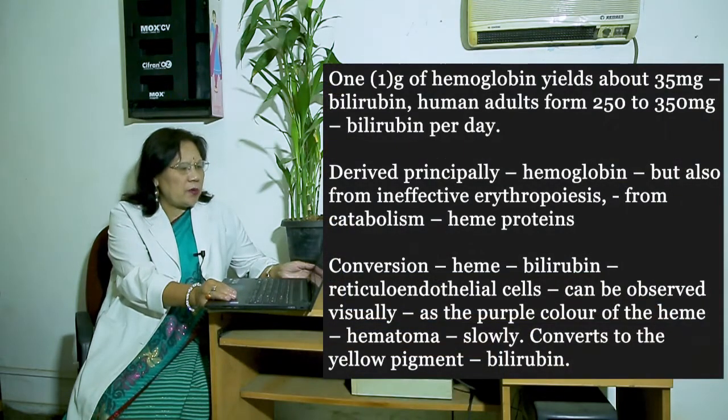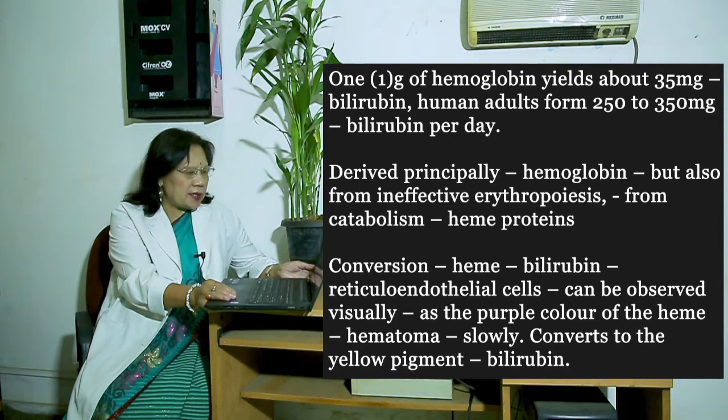One gram of hemoglobin yields about 35 milligrams of bilirubin. In human adults, 250 to 350 milligrams of bilirubin are formed per day, derived principally from hemoglobin but also from ineffective erythropoiesis and from catabolism of other heme proteins. The conversion of heme to bilirubin in the reticuloendothelial cells can be observed visually as the purple color of the heme in a hematoma, which slowly converts to the yellow pigment, that is bilirubin.